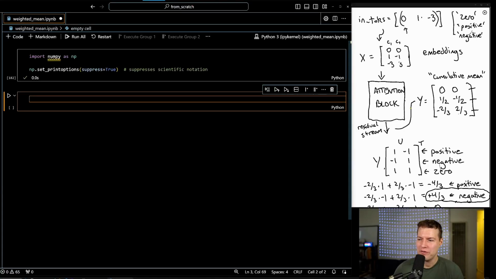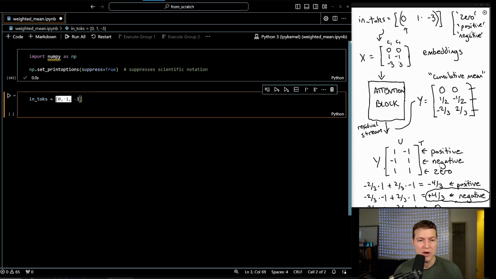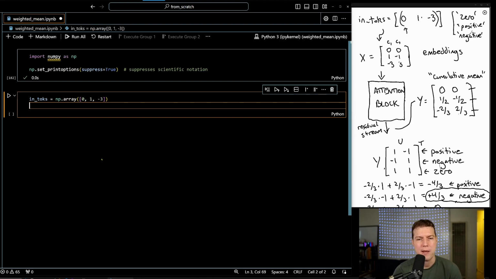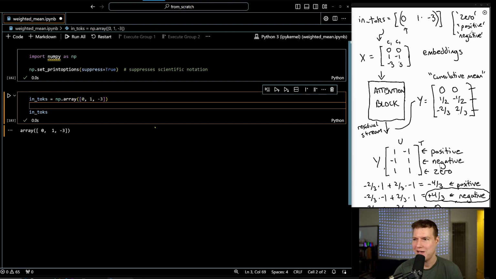So first, let's just go from the top to the bottom. We'll specify our in tokens, and we'll just use the example that I made. One thing to know, if you're going to use NumPy, you should use NumPy. So instead of using a Python list here, let's convert it to an ND array, n-dimensional array. And then, of course, it's always good to look at what you just did so that you can verify it.